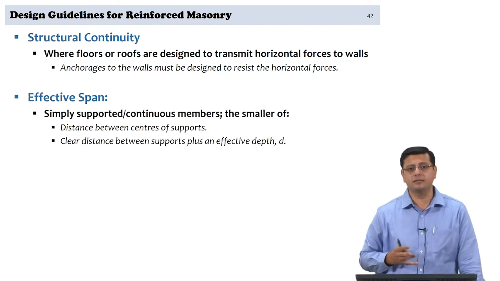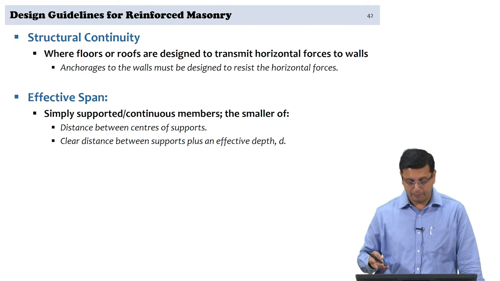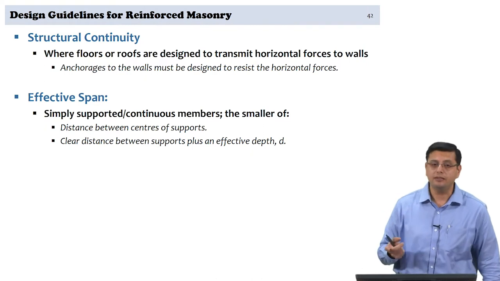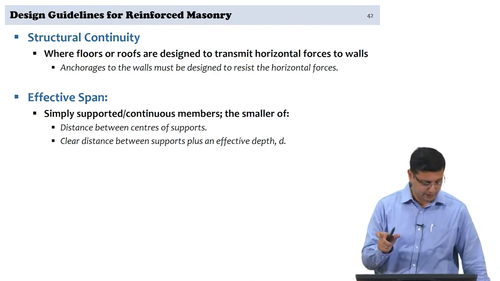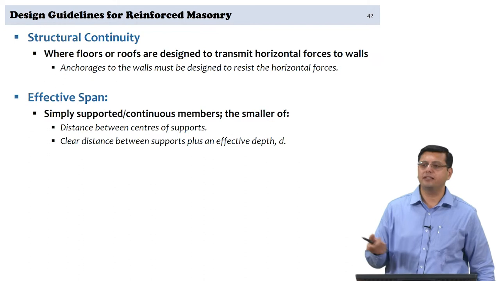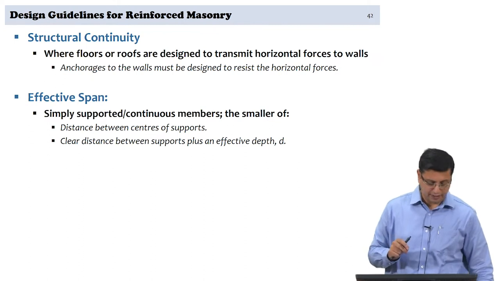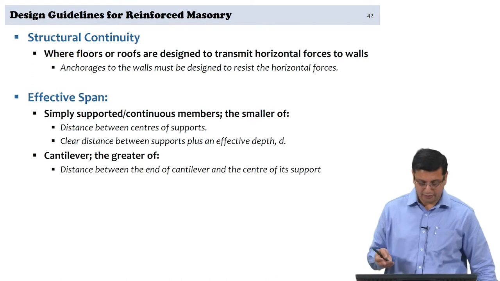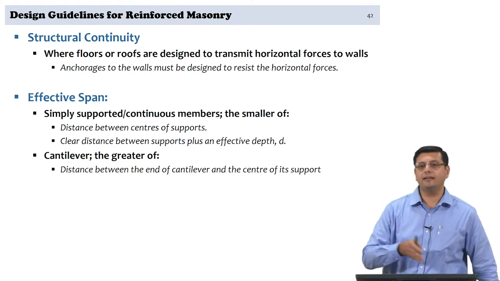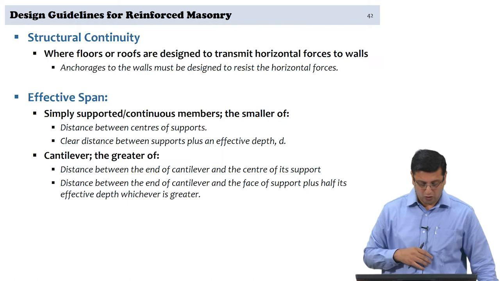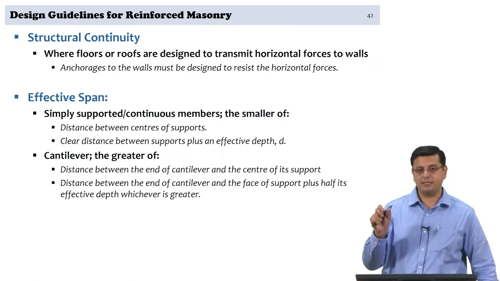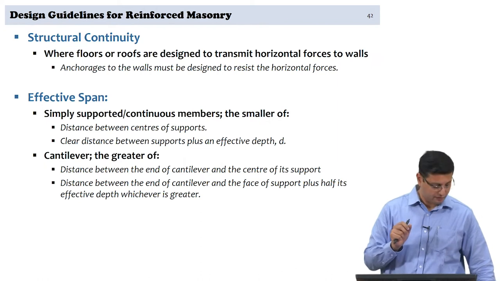So if you're looking at a simply supported member or a continuous member, a beam or a wall, you use the smaller of the distance between the supports or the clear span between the supports plus an effective depth d of the section itself. However, if you're looking at a cantilever, you can look at the distance between the end of the cantilever and the center of the support, or the distance between the end of the cantilever and the face of the support plus half the effective depth, whichever is greater.